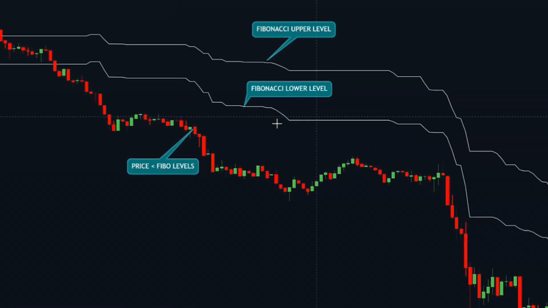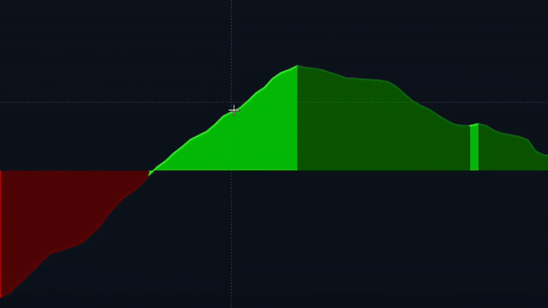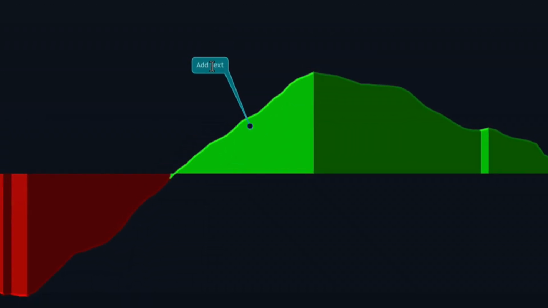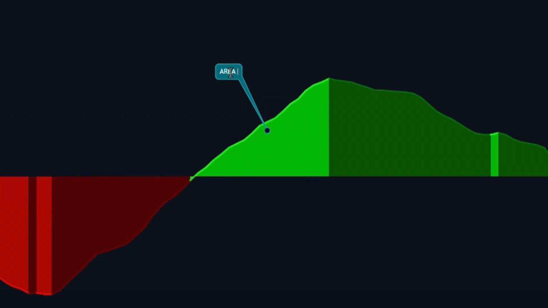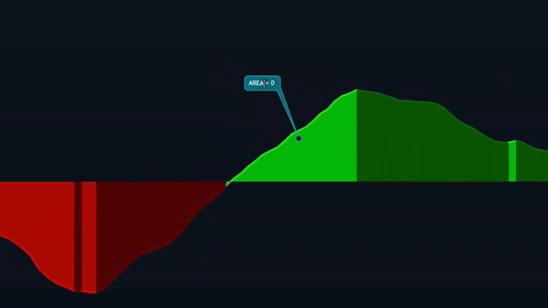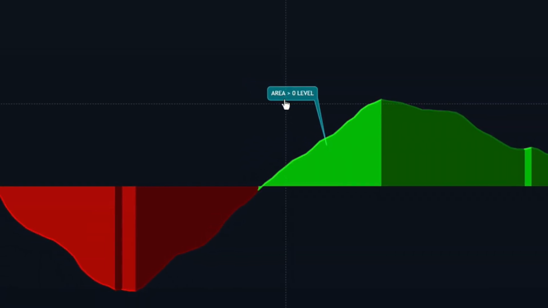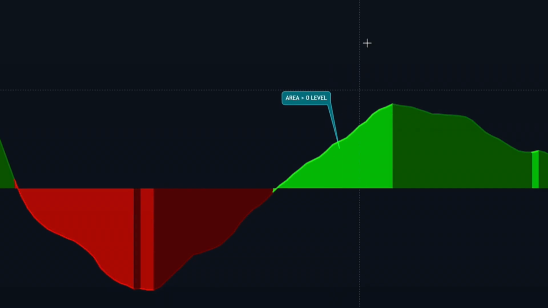Alright, now let's dive into the Squeeze Momentum indicator and how we use it in our strategy. This indicator helps us understand the market's momentum, which is basically the strength and direction of price movements. When you see the area of the oscillator is green and positioned above the zero level, it means there's a bullish momentum in the market.